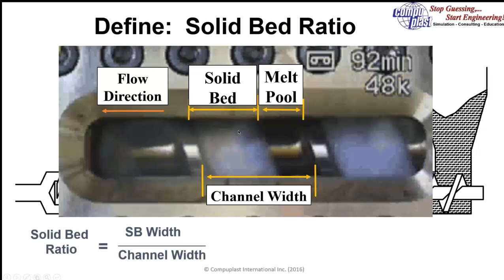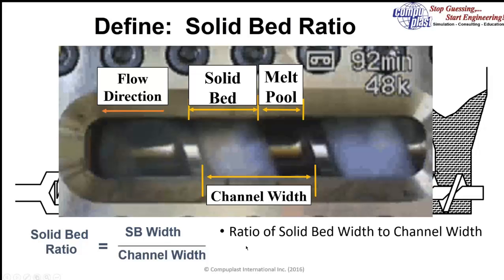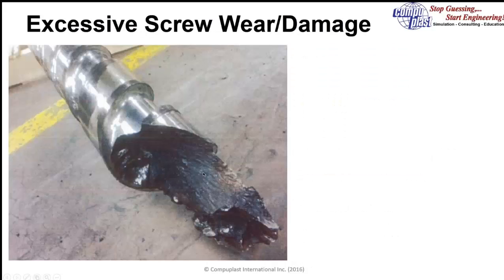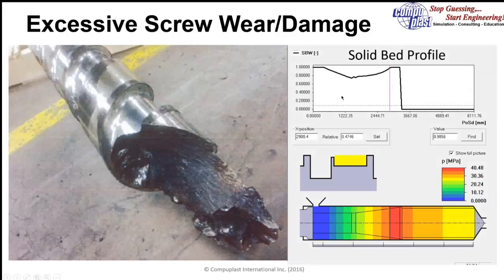And the solid bed ratio is simply the solid bed width divided by the channel width. And as you might expect, this solid bed width is the same as the channel width early on in the screw, early in the feed section, and then gradually reduces down to 0. So it should have a value between 1 and 0. So we're looking at the ratio of solid bed width to channel width, and it is an indication of the material melting rate.